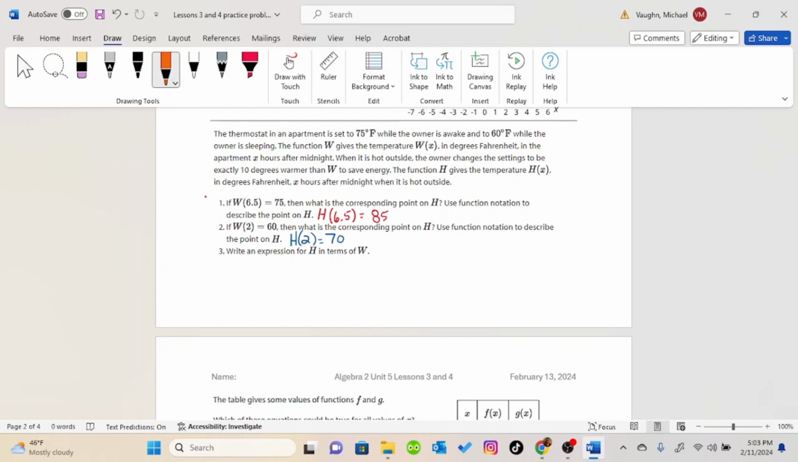And number 3, write an expression for h in terms of w. So as we saw, we would have h of x, and in relation to w of x, that's going to be w of x plus 10. It's the output value that is being increased by 10, not the input value.